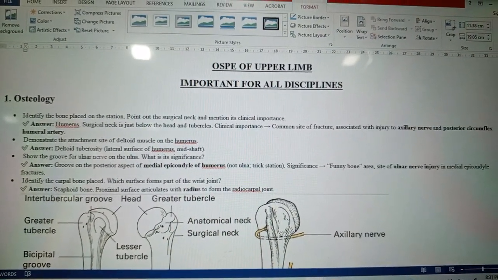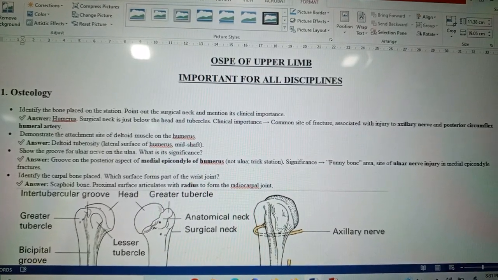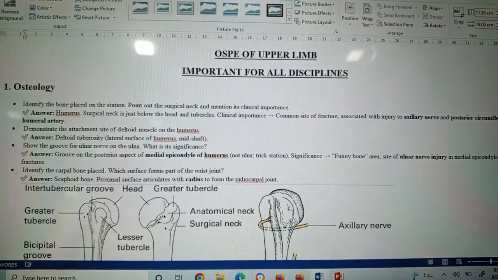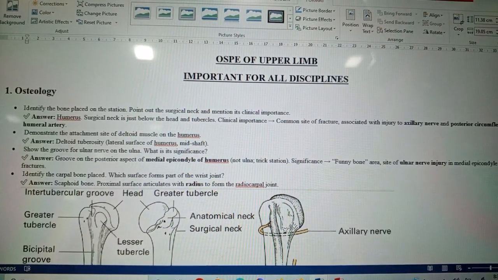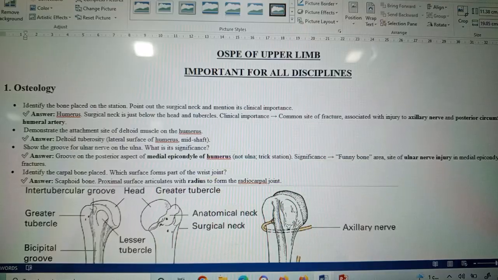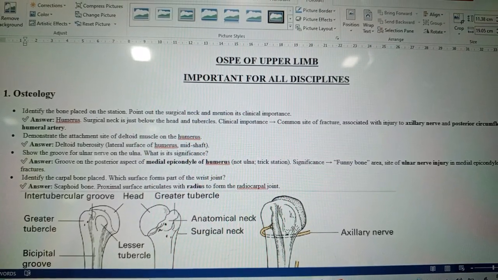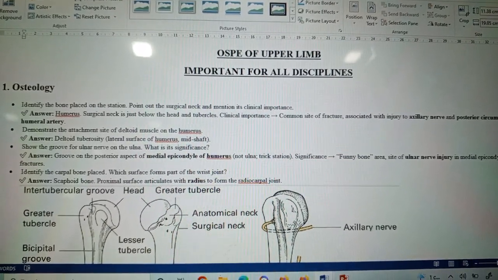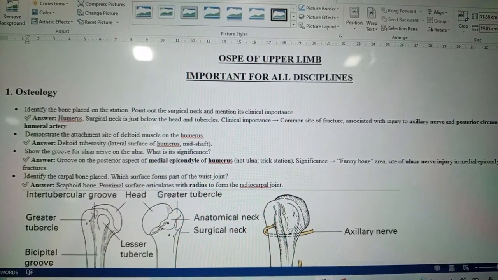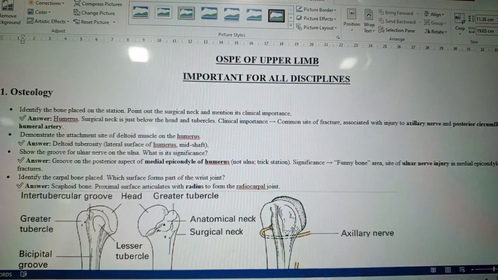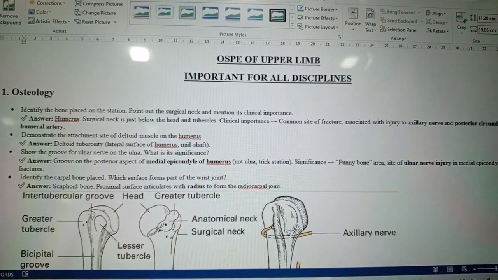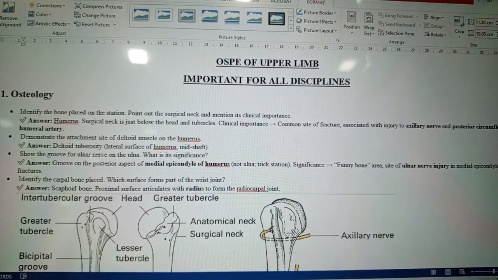Today I am going to make a video on the OSPE of the upper limb. This applies to all the disciplines, that is MBBS, BDS, DPT, MLT and nursing as well. First of all, the most commonly asked question in the OSPE can be an interactive station, or it can be a static station.